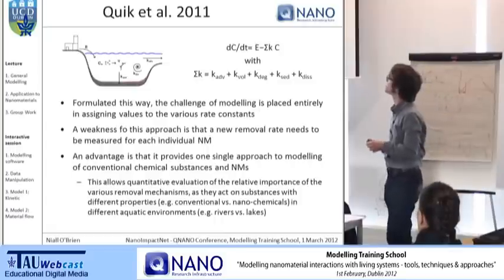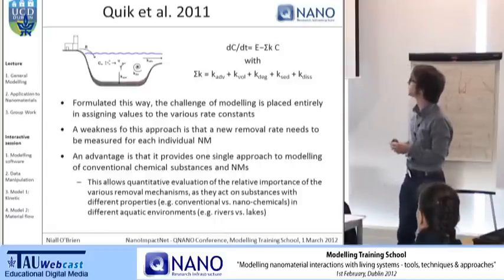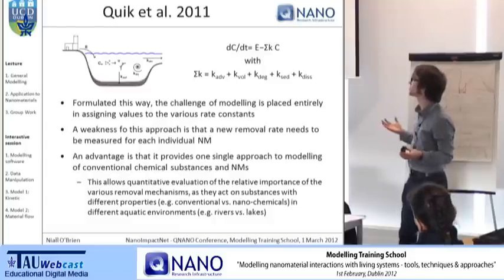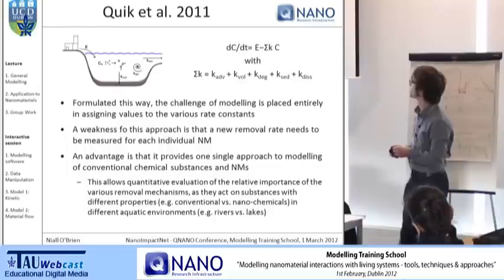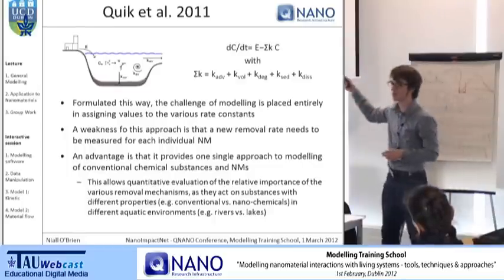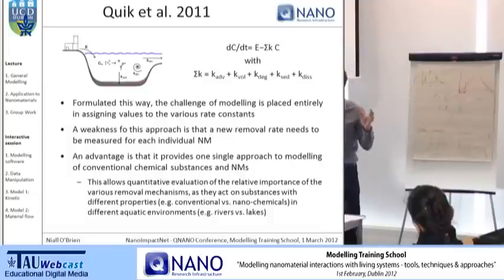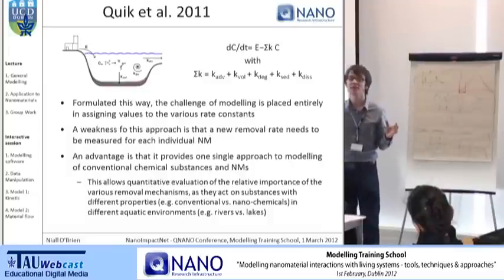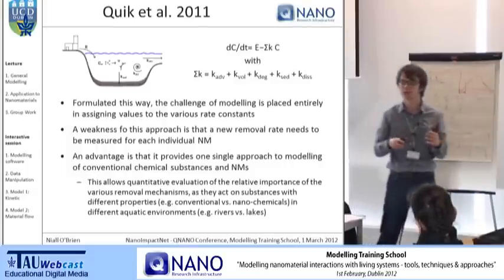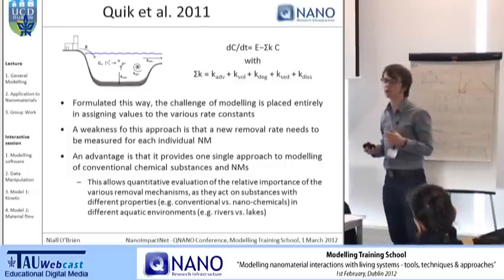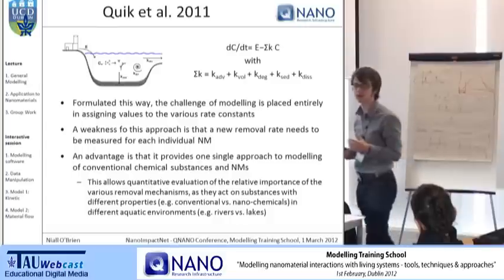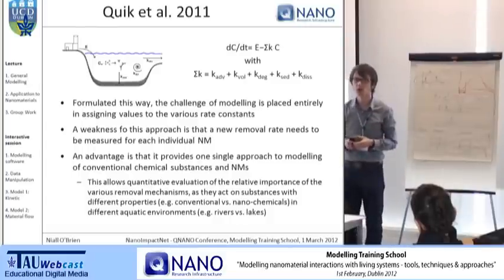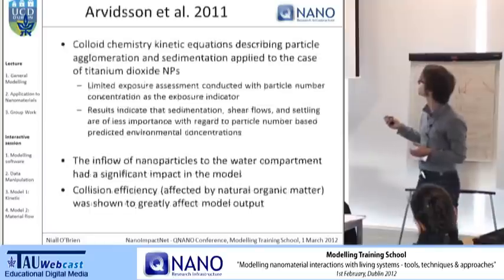A weakness of this is that a new removal rate needs to be measured for each individual nanomaterial. An advantage is that it provides one single approach to modeling of conventional chemical substances and nanomaterials. So we have a model that describes the process, but do we have data to populate this model? Is it right to assume that first order rate constants describe these processes, or do we need to look further into this? So this is important.